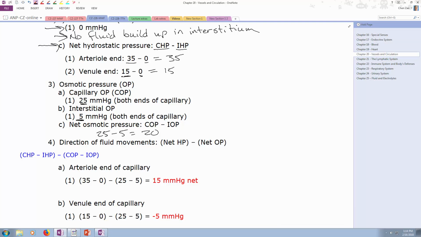So now let's do net hydrostatic on the arterial end and subtract from that osmotic, because hydrostatic is pushing, osmotic is pulling that fluid back into the blood vessel. Let's do that on the arterial end of our capillary bed, and then let's also do it at the venular end of our capillary bed. So here we go.